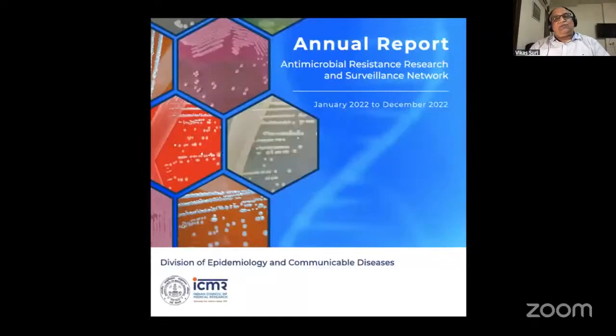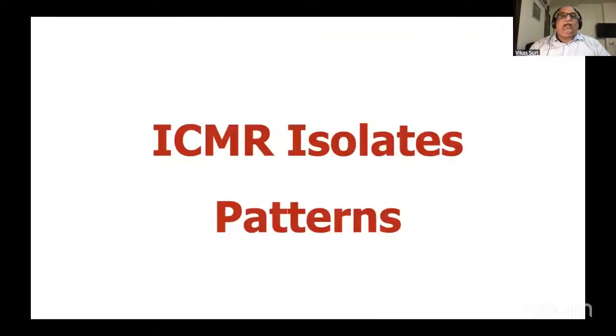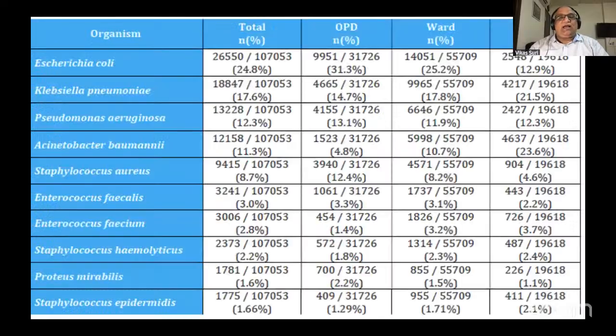Well, ICMR comes out with yearly patterns for antimicrobial resistance, and it tells you the various isolates from the different parts of the country. There are about 10 centers which collect data. And this is data from 2020 to 23. There's another one which was published about 3 months back. And these are various isolate organisms.